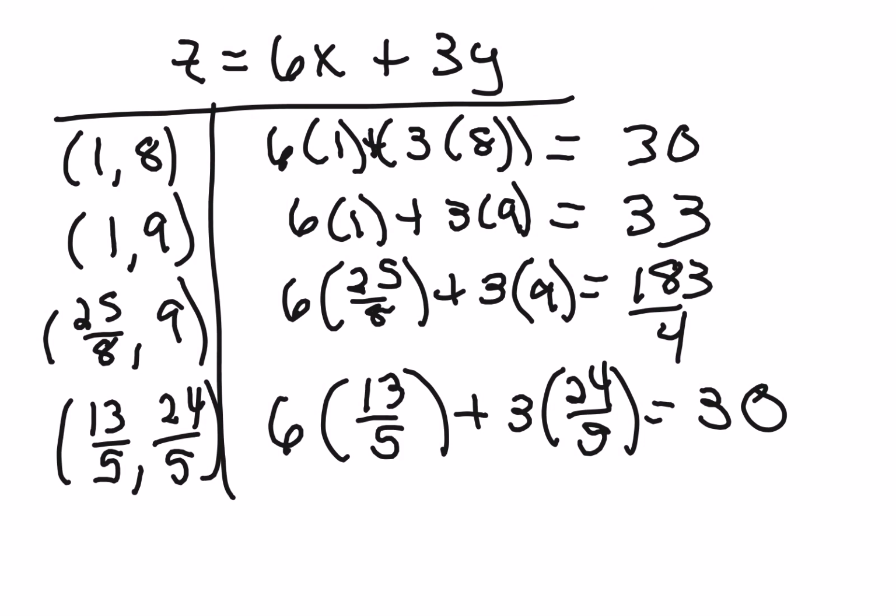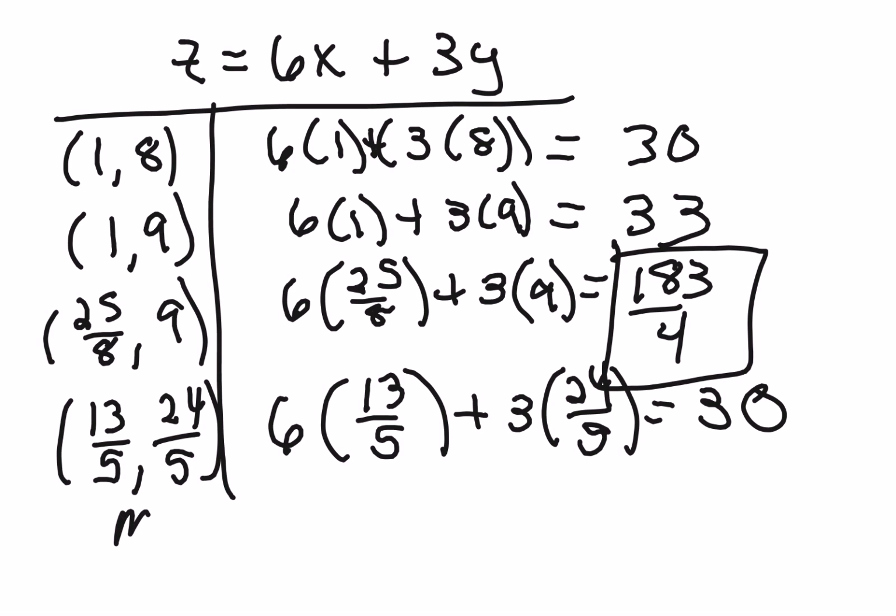Just remember the question is asking for it to be typed as an integer or simplified fraction, so it's going to want a fraction answer. The larger of all of these is 183 over 4, because if you actually divide that, 183 divided by 4 is approximately 45.75. That's higher than any of my other numbers, so that's going to be the maximum value.